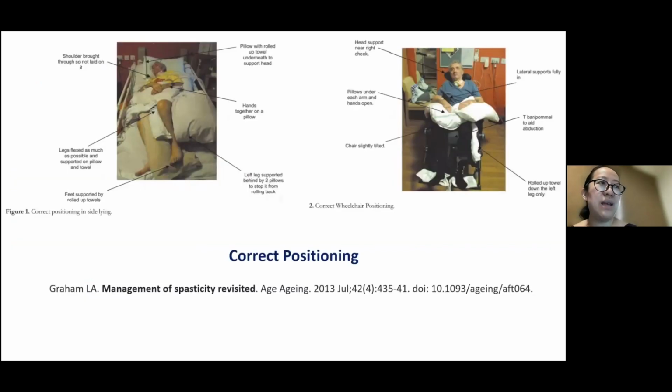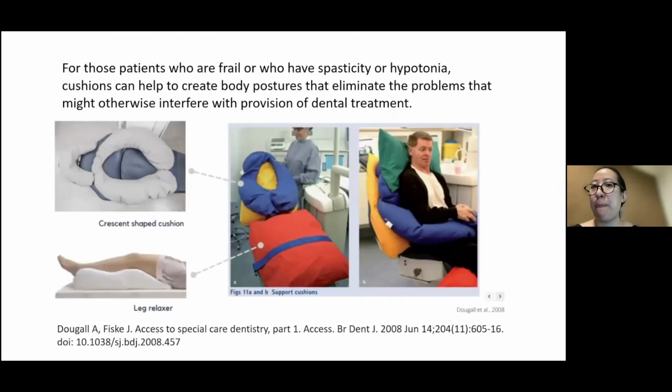Okay, so have the arms closer to the side of the body, and support the arms and hands with a pillow. And do not lay the patient supine if they are not tilted properly. If you are sitting down and your legs are not straight, it will reduce the spasticity. So you can see for patients who are frail, whether it's spasticity or hypotonia, have a cushion to help.